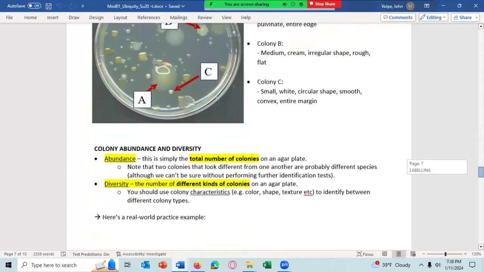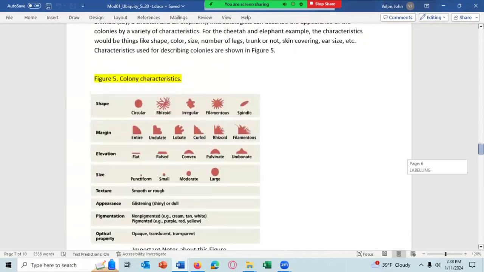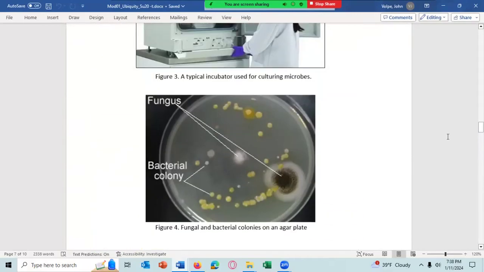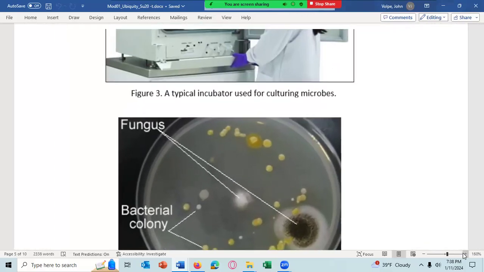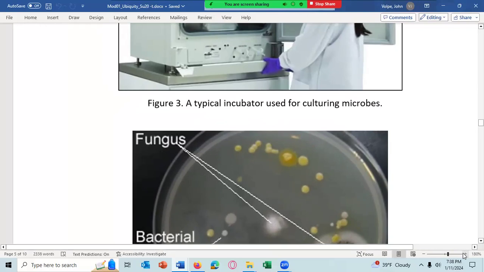All right, the diversity is the number of different colonies. So up here, the diversity of these colonies is probably 2. One for all of these, and probably that one, although that one I'm not 100% certain. And then that one is definitely a different colony. Yeah, that one's probably different too, but it's at least 2, maybe 3.